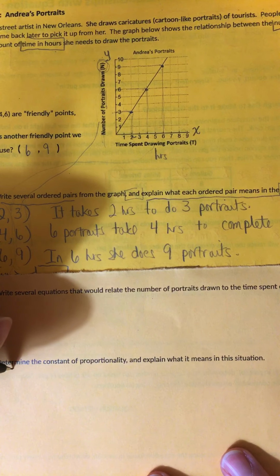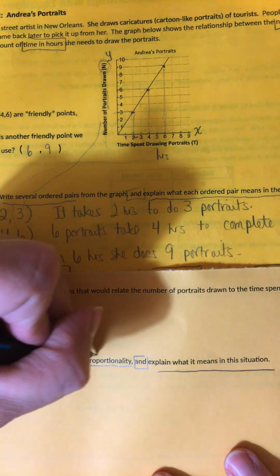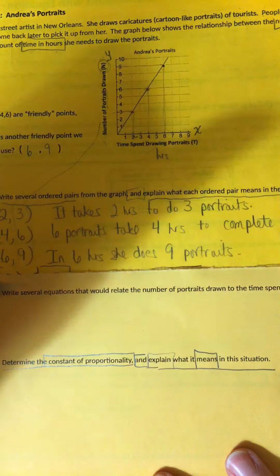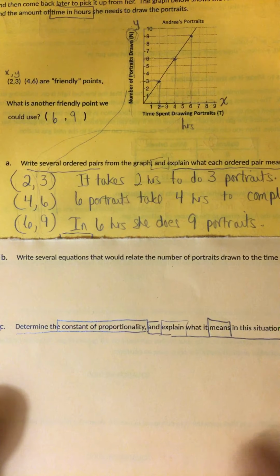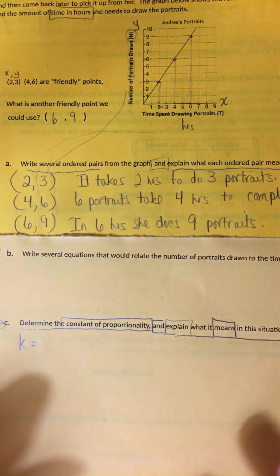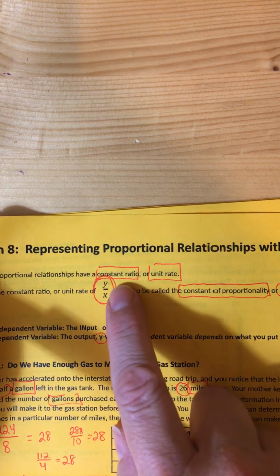C says to determine the constant of proportionality and explain what it means in the situation. So we've got to find that constant of proportionality, and we have to explain what it means. So we know that the constant of proportionality is K, and we know that we can find that constant of proportionality, that K, by doing the Y divided by the X.